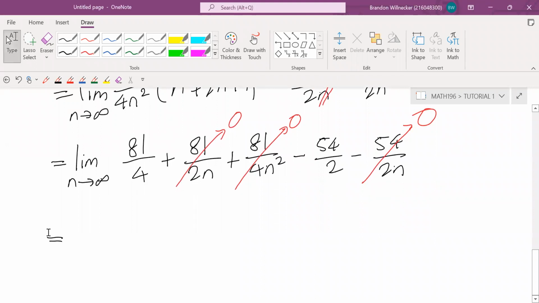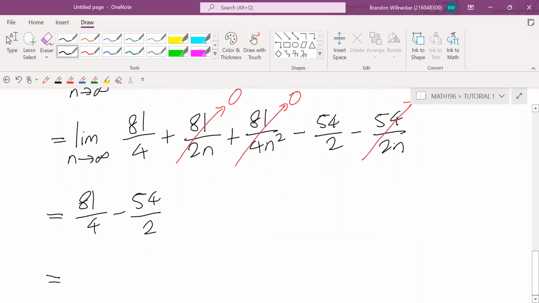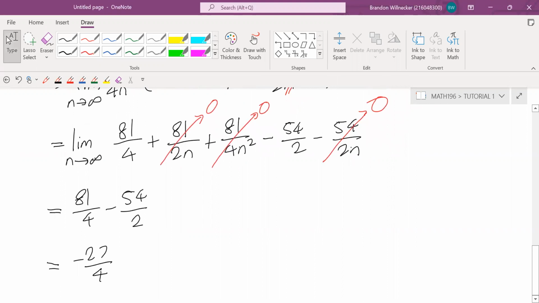So this is going to give us, sorry, we've already done the limit there. So we're going to have 81 over 4 minus 54 over 2. That's just a little bit of arithmetic. We're going to end up with minus 27 over 4. Okay, so that's our answer for the Riemann integral.